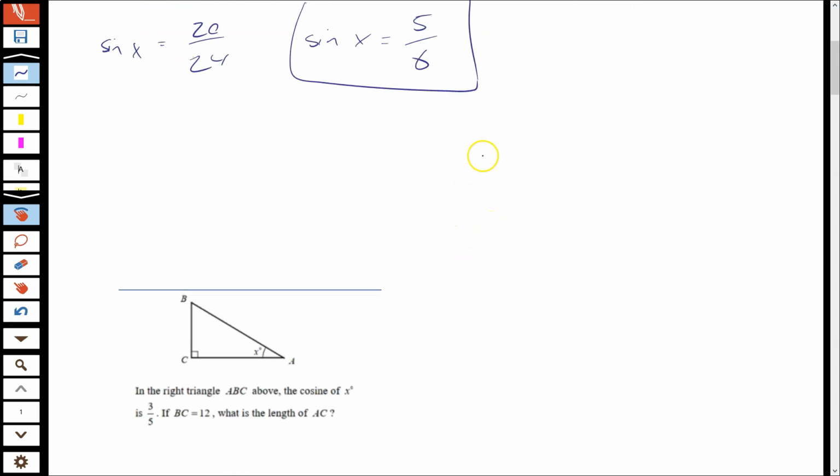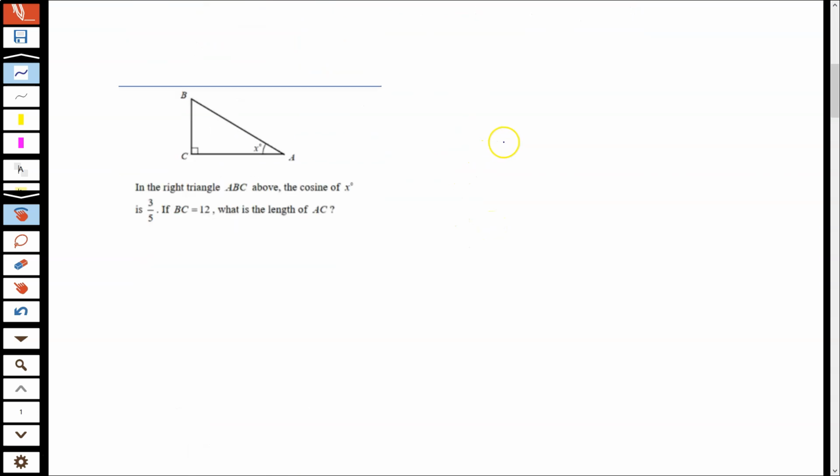Next one is where they start to get a little bit more challenging. Here, we have a right triangle ABC above, and we have this x degrees, and we know that cosine of x is 3/5. So cosine of x degrees is 3 over 5. Then it says if BC is 12, what's the length of AC? We'll call AC y because we already have an x. So we need to find y.